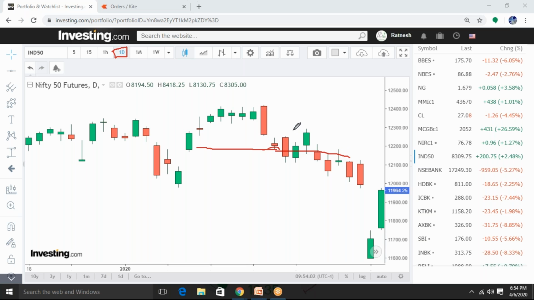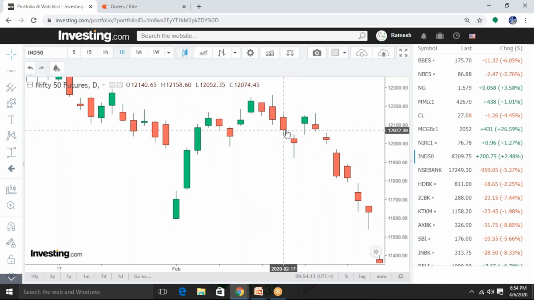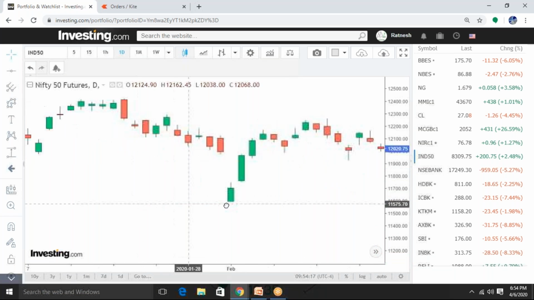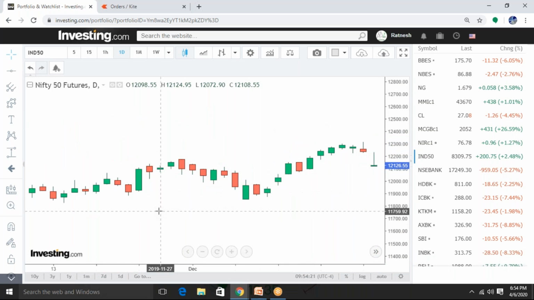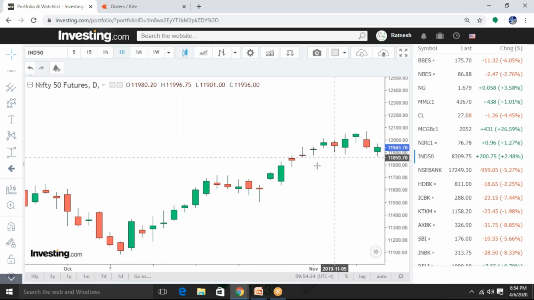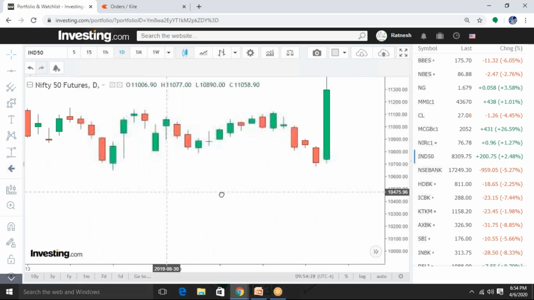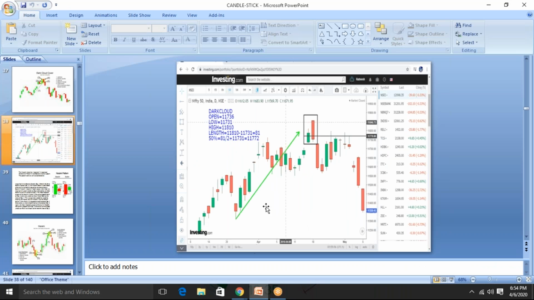Okay, some pullback. This was the fake move to trap the buyers, but in the later part you will observe only a fall in the market. See, after that a clear cut fall, and the market was not able to reach that high level.